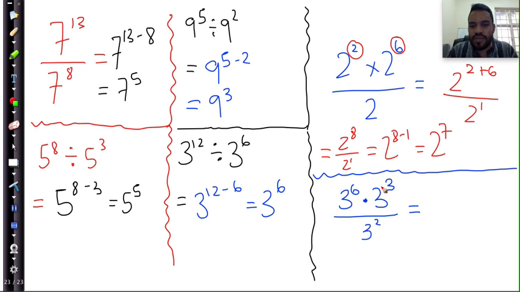And finally, if you do something similar over here, you can see it's going to be 3 to the power of 9 above, divided by 3 to the power of 2, which is going to give me 3 to the power of 7 when I say 9 minus 2. Okay, give it a go, and all the best.